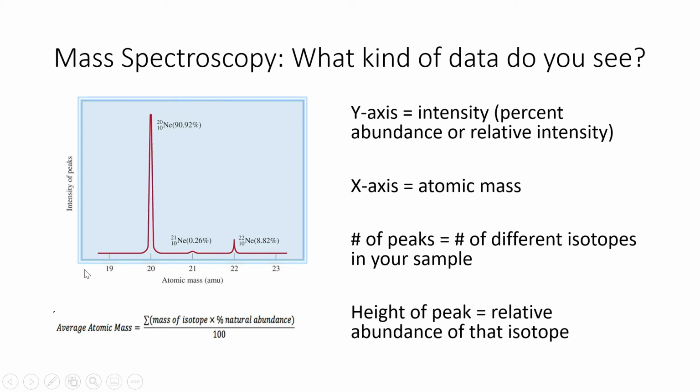We can tell from quickly glancing at this graph that the version of neon with a mass of 20 is the most abundant one in nature. And we can use information like this to calculate the average atomic mass as well. So that's the kind of information we're getting from the mass spec. It's mass versus the number of particles.